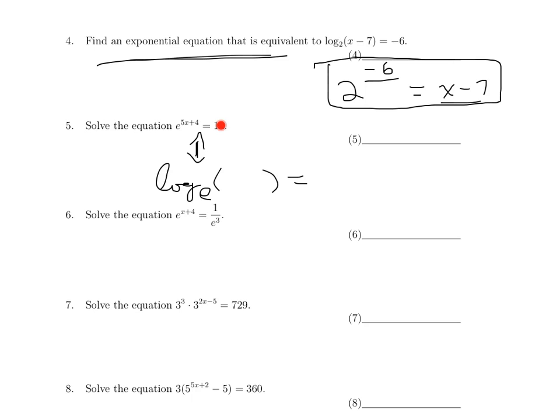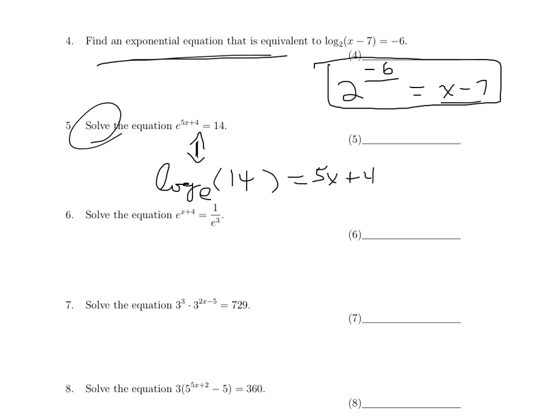And now the 14 here is the output, so that's going to go inside the log, and the 5x plus 4 is the input to the exponential, so it's the output of the log. So I'm just switching the role of input and output. And in this case, it's asking me to solve the equation, so I'm not done yet. That's plus 4, sorry. Got a little too excited there.